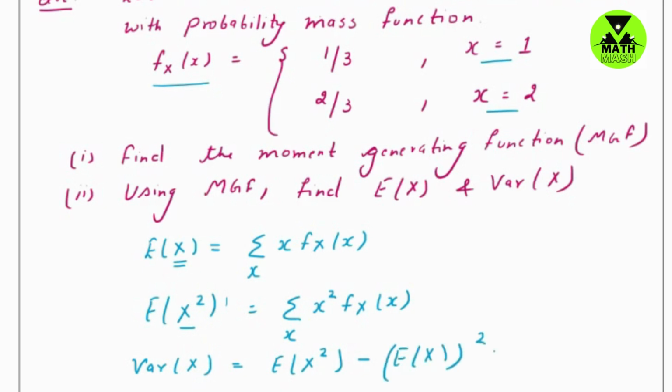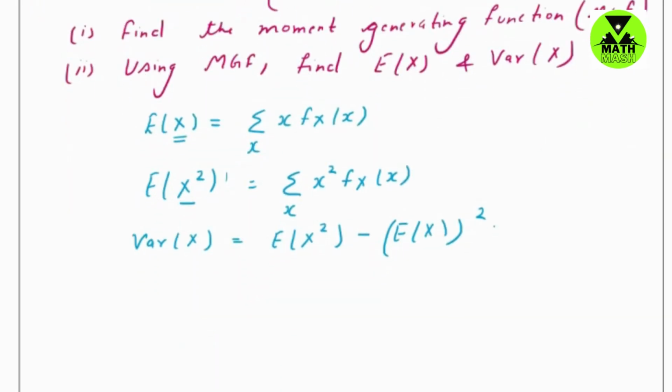Now coming to the first part, what is the moment generating function? By definition, the moment generating function, written as M_X(t), is the expected value of e to the power tX. Here t is a helper variable and capital X is a random variable. We have to find the moment generating function of this random variable X. Now, by definition of expected value, the function here is e to the power tX. Since X is a discrete random variable, we'll use summation here, and write this function as it is, e to the power tx.